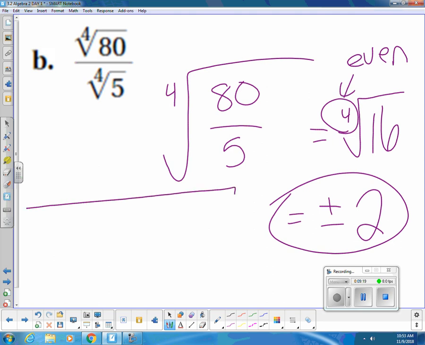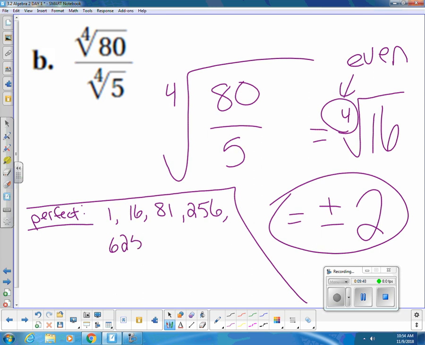Let's pause our lesson real quick here to make a perfect 4th root list. So in my classroom, I've got a perfect square list and a perfect cube list. Our perfect 4th list is going to be 1 to the 4th power, which is 1. 2 to the 4th power, which is 16. 3 to the 4th power is 81. 4 to the 4th power, 256. 5 to the 4th power, 625. 6 to the 4th power, 1296. 7 to the 4th power, 2401.